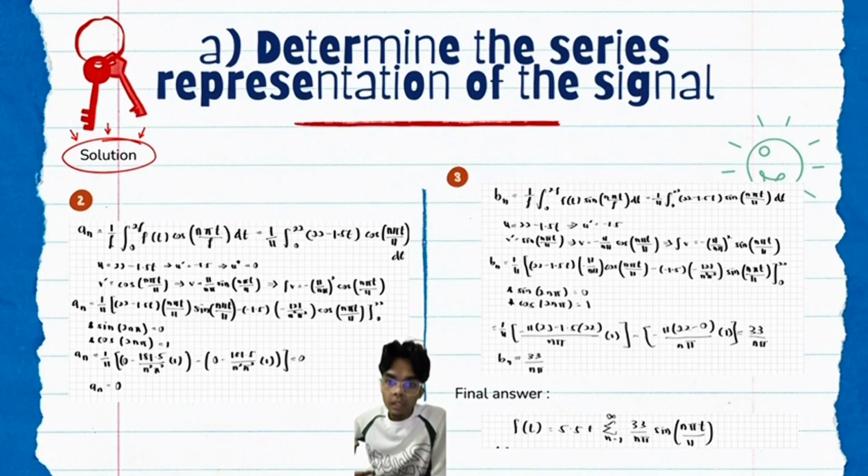As shown in my calculation, we need to know that sin 2π is equal to 0 and cos 2π is equal to 1. It is a basic trigonometry rule. After the calculation, we got the result is 0. This tells us the signal has no cosine component.